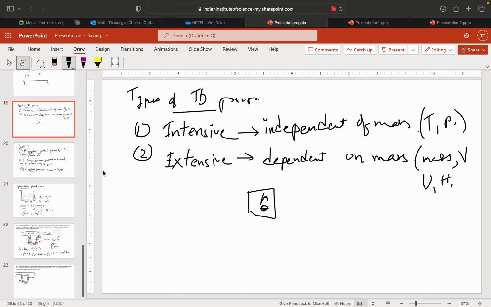Then we discussed the different types of thermodynamic properties. Thermodynamic properties can be mainly classified into two types: intensive and extensive. Intensive properties are those which are independent of mass, like pressure and temperature, and extensive properties are those which are dependent on mass, such as volume, mass, internal energy, enthalpy, etc. But there are some specific properties like specific internal energy, specific entropy, and specific enthalpy. These are all intensive properties. All the specific properties are intensive properties.